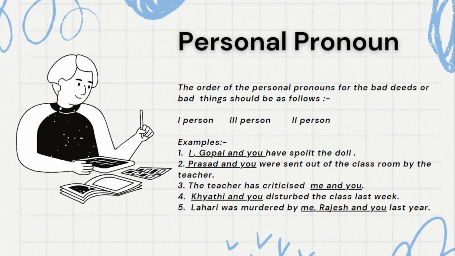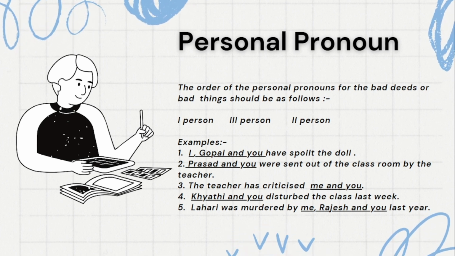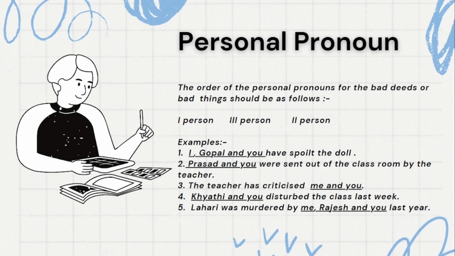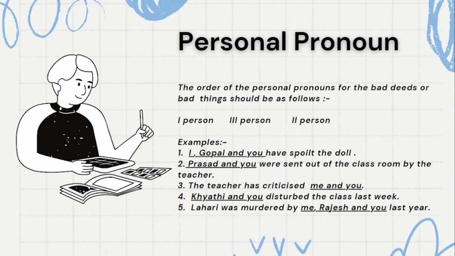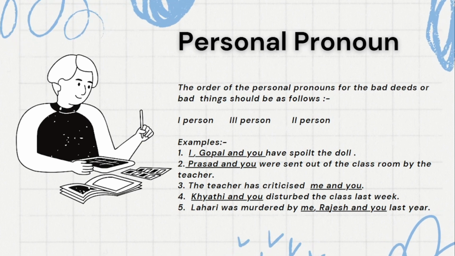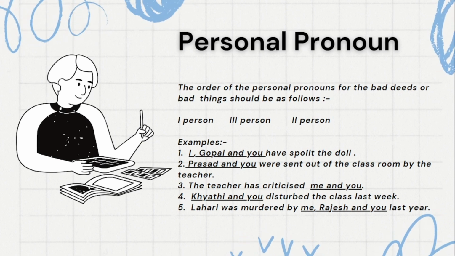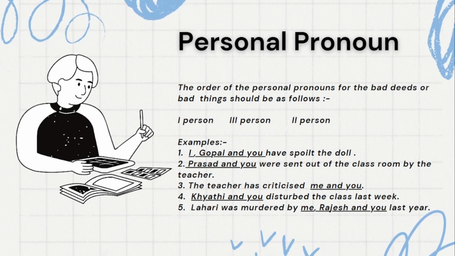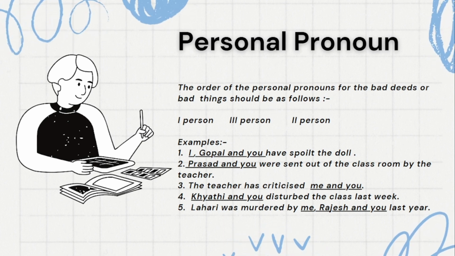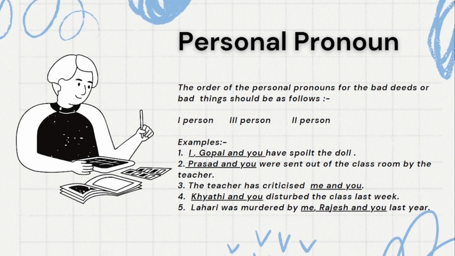In this sentence, what is the subject? Prasad and you. Here, Prasad is equal to he, third person. You, second person. Do you understand? Next, third example. The teacher has criticized me and you.